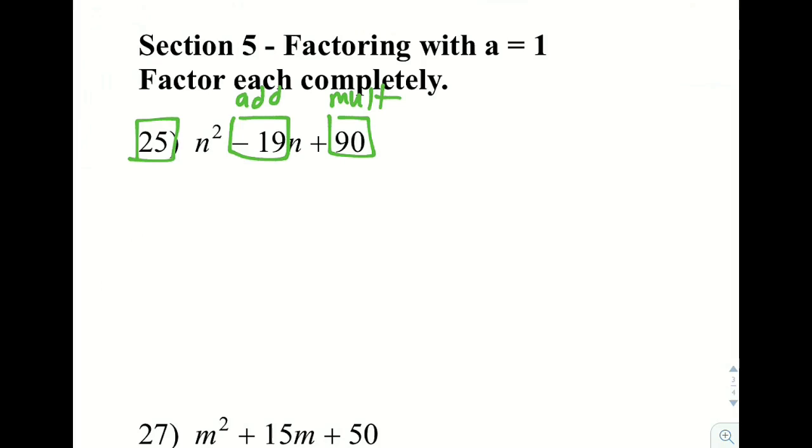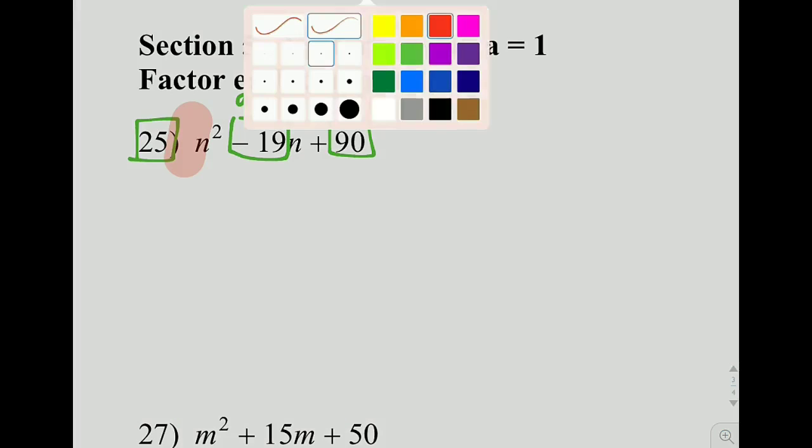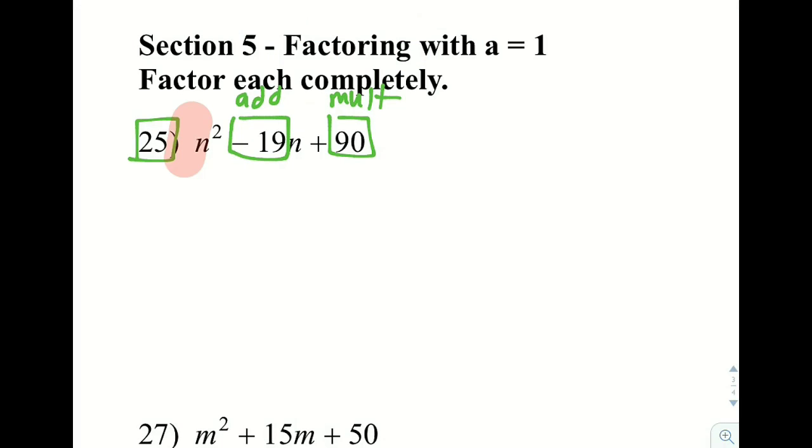Now, one thing to note is that this is only going to work if there is nothing in front of the x squared or the n squared, whatever variable you have. If there's nothing in front of it, or just a 1 out front, this will work. Otherwise, this will not work. So make sure that there's either nothing out front or a 1 out front before you try to do this.